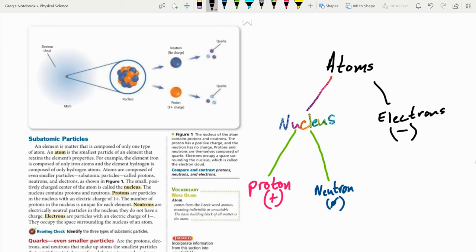Okay. And a lot of times you're going to see me, for electrons, since they're negative, I usually will go like this: an electron with a negative charge. Okay, E means electron. Electron with a negative charge.